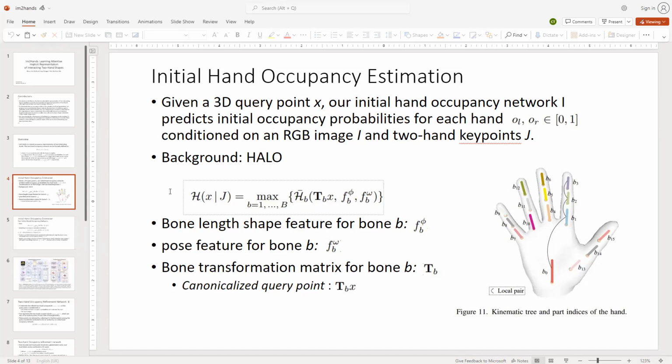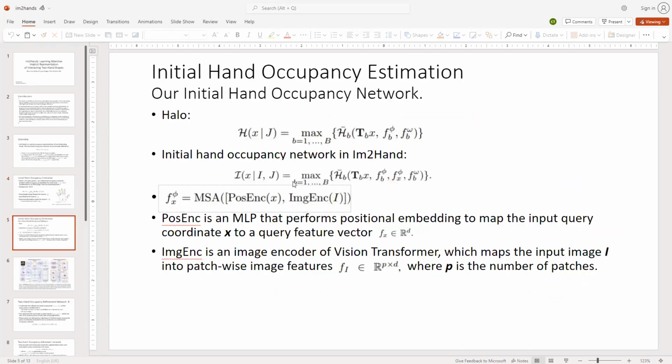So here's a very brief background on Halo. Let's call the network H, and you feed in an input query, which is conditioned on the joints of the hands. And then we have here this TB, which would be the bones transformation matrix. So what is a bone transformation matrix? Let's see.